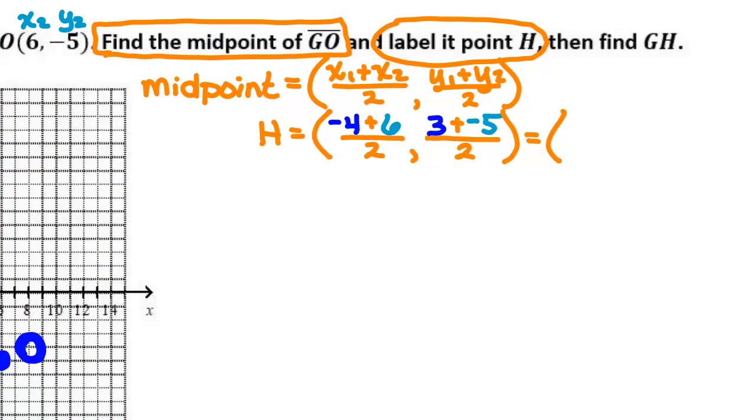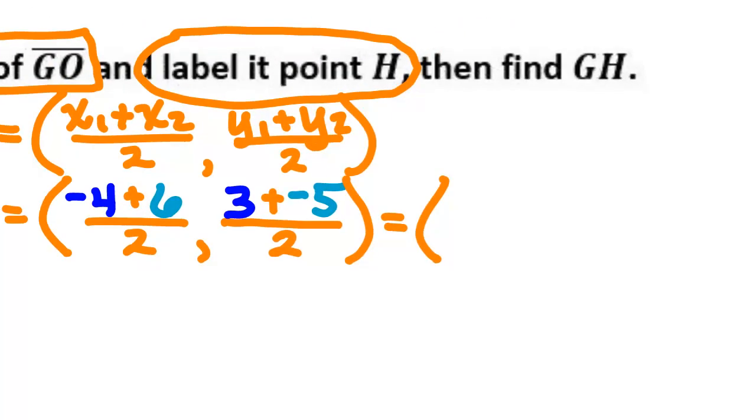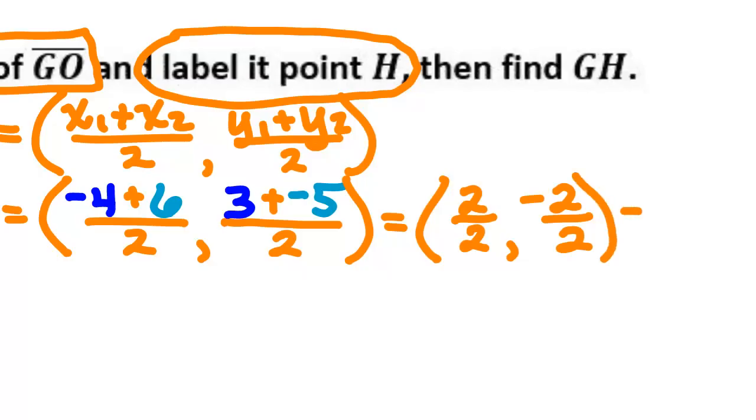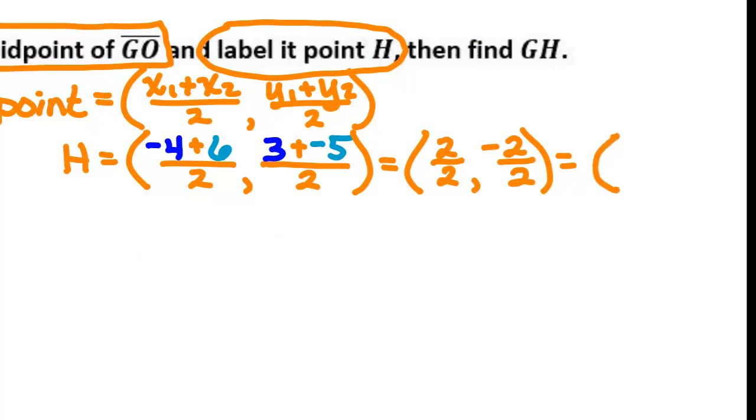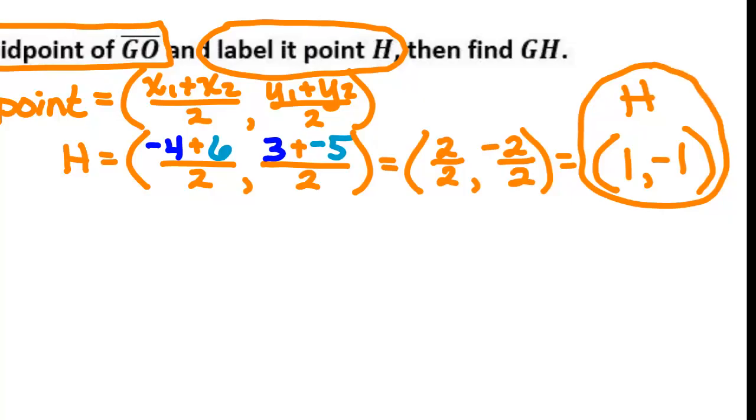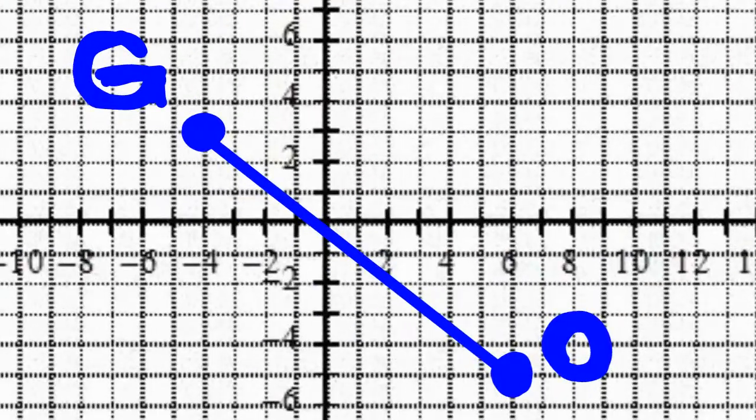What is negative 4 plus 6? 2. So I have 2 over 2. What is 3 plus negative 5? Negative 2 over 2. 2 over 2 simplifies to what? 1. Negative 2 over 2 simplifies to negative 1. So here's my point H. We're going to go add that to the graph. 1, negative 1, right here. Here's my point H.